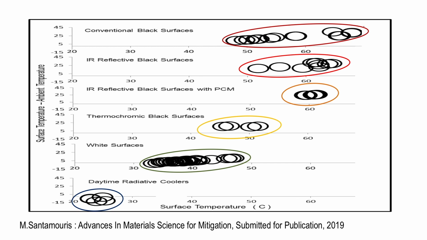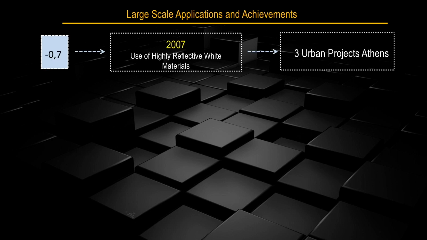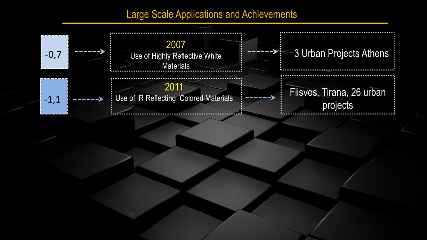So during the last years, we have succeeded to decrease the surface temperature of the urban fabric by 20, 25, 30 degrees. This is extremely important. Do we have enough knowledge? Do we have enough examples? Yes. During the very last years, we have more than 200 large-scale applications all around the world. And all these applications have been monitored.